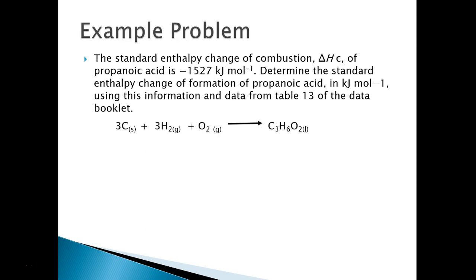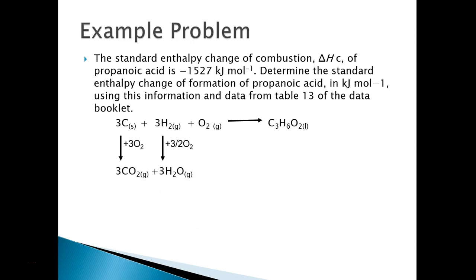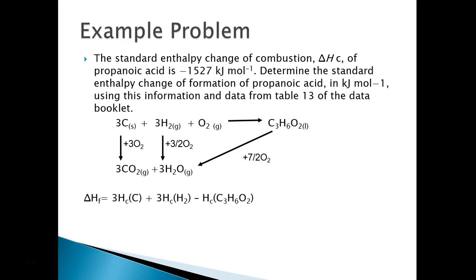Pause for a sec, try that, and then check your answer. Okay. So first we write an equation for the process, and this is balanced. Next, we're going to set up the combustions of carbon and hydrogen to produce CO2 and water vapor, and then we'll connect it with the heat of combustion of propanoic acid. And so we can solve 3 times the heat of combustion of carbon plus 3 times the heat of combustion of hydrogen minus the heat of combustion of propanoic acid, and we get negative 513 kilojoules per mole.